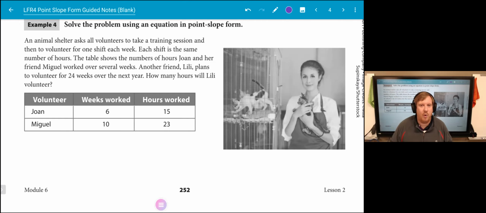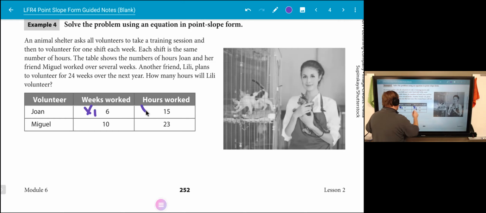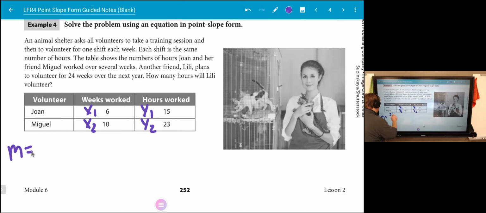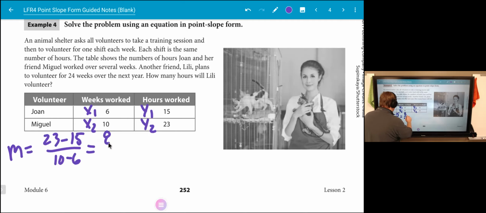Well, to get it in point slope form, I need first a point and the slope. Well, we've got 2 points, so I'm good with the point part. Got to find the slope. I'm going to treat Joan as x1, y1, and Miguel's as x2, y2. So my slope is going to be 23 minus 15 divided by 10 minus 6. 23 minus 15 is 8. 10 minus 6 is 4. And 8 divided by 4 simplifies to 2. My slope is 2.